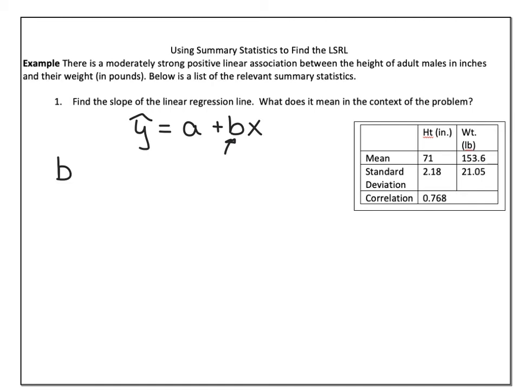Since I'm not given the raw data, I think about my summary statistics, I look at my formula sheet, and it reminds me, oh yeah, b is equal to the correlation times the standard deviation in y divided by the standard deviation in x.